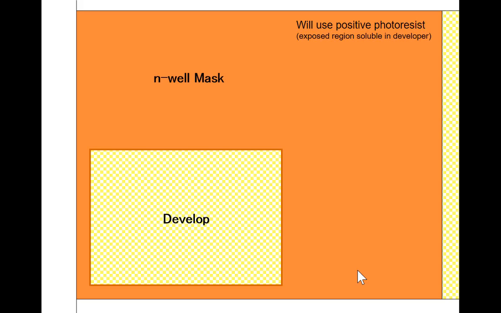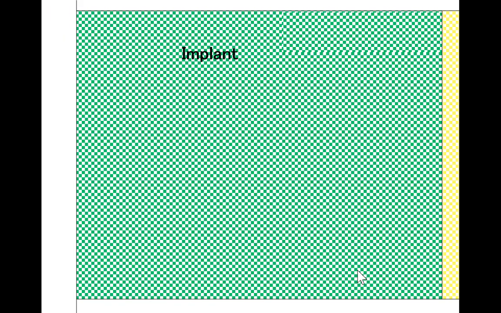Then I do an ion implant. Ion implant is non-selective. I do it over everything. But with that ion implant, the ions are going to get stuck in the photoresist where the photoresist is at. So they won't make it down to silicon. Only those areas that are not covered with photoresist will have the silicon surface affected by the implant.